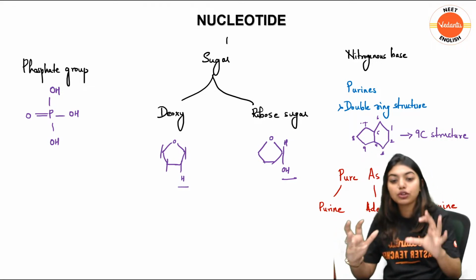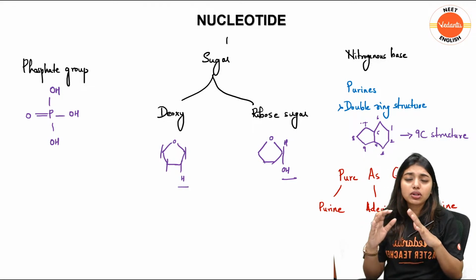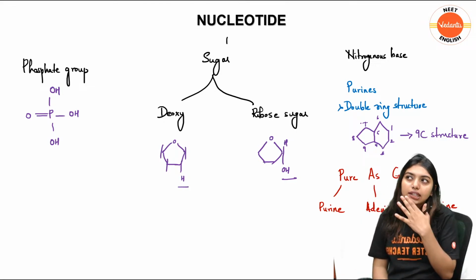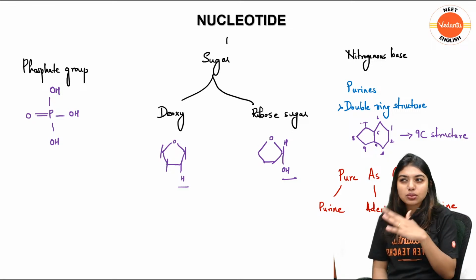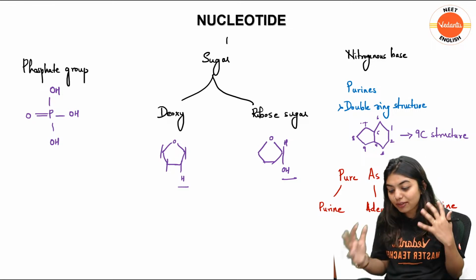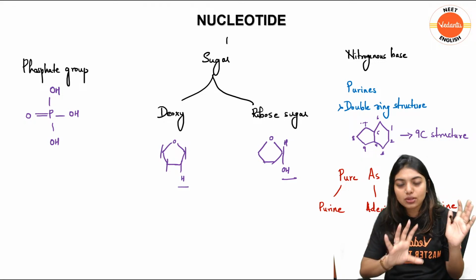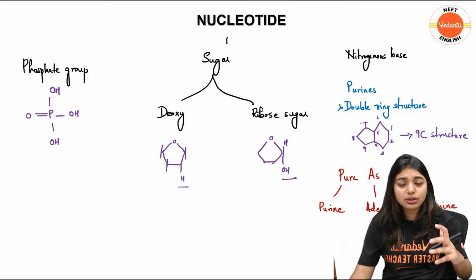It's very important for you to remember adenine and guanine, because students study a lot for the exam and then they forget. Is adenine coming in purines or pyrimidines? Is guanine coming in purines or pyrimidines? This confusion always keeps coming. So make sure that you remember pure as gold. Now we'll try to understand pyrimidines.